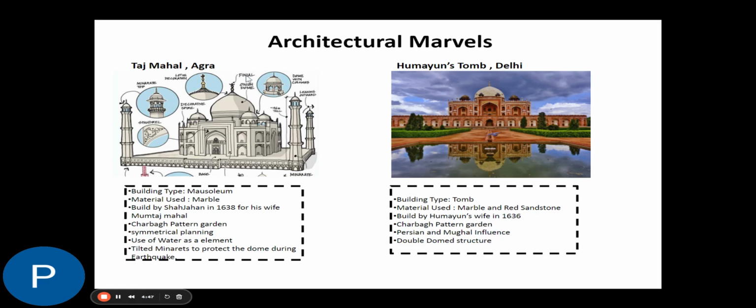Then coming to the second architectural marvel, Humayun's tomb. Talking of the building typology, it was basically a tomb. The major materials used were marble and red sandstone. So, what was the style of this monument? It was built with Persian and Mughal influence. The first structure to have a double dome was Humayun's tomb. It was built by Humayun's wife in 1636.